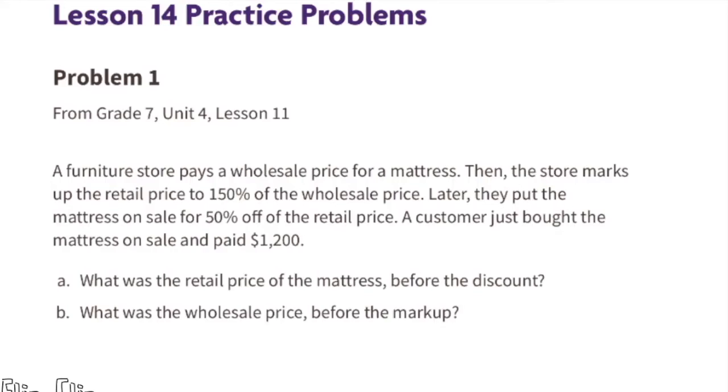Problem number 1 from 7th grade Unit 4, Lesson 11. A furniture store pays a wholesale price for a mattress. Then, the store marks up the retail price to 150% of the wholesale price. Later, they put the mattress on sale for 50% off of the retail price. A customer just bought the mattress on sale and paid $1,200.